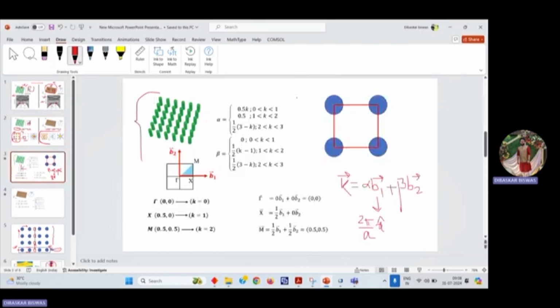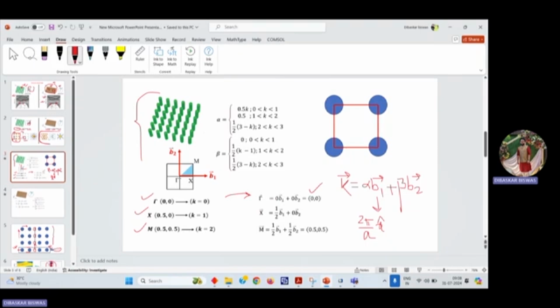Okay, so you can see this B1 and B2 vector here. So this is the Brillouin zone and this is the B1 and B2 vector. So gamma is at this origin, so it is 0 0. X is 0.5 0, and M is 0.5 0.5. So how these are coming, you can see from these equations. So gamma is nothing but the origin, so it is 0 of B1 plus 0 of B2. That's why it is 0 0.